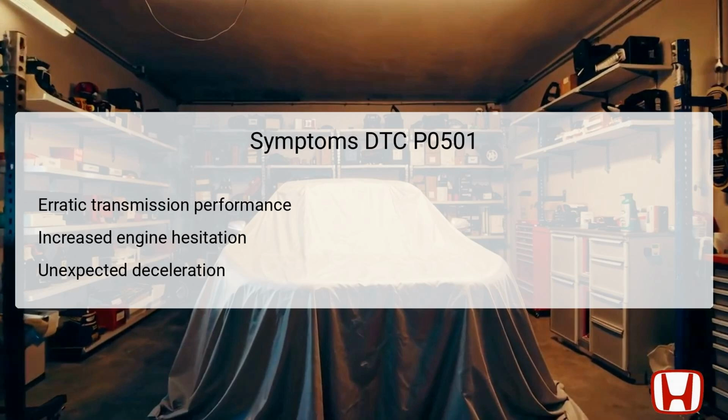In many cases, the vehicle can experience a sudden loss of power as the TCM attempts to adjust to faulty speed sensor information. Recognizing these symptoms can help drivers and technicians diagnose the problem more effectively. If the P0501 code appears with these symptoms, immediate action is recommended.